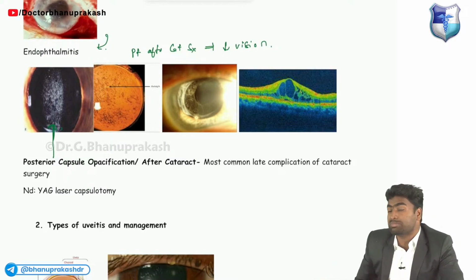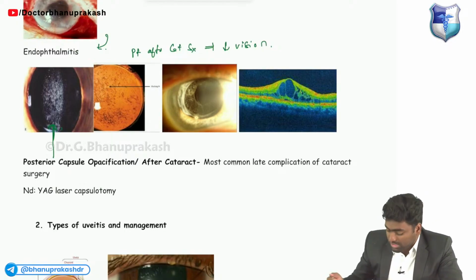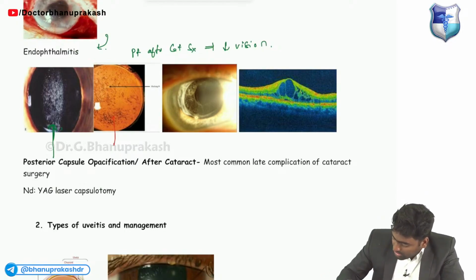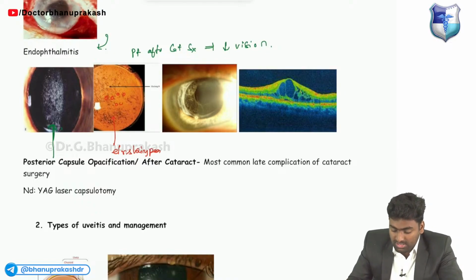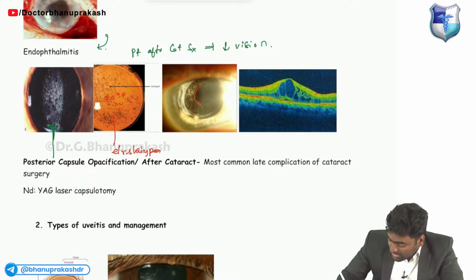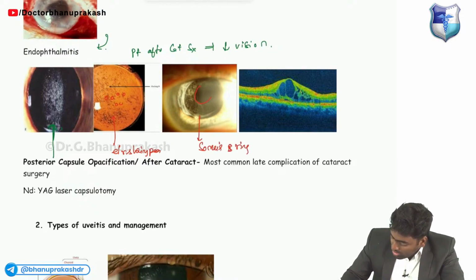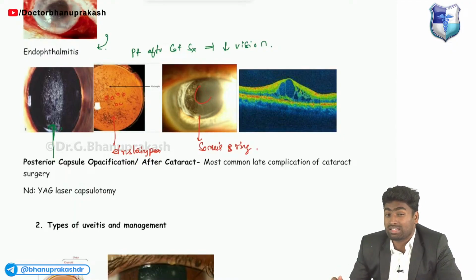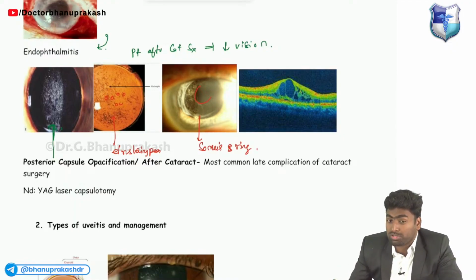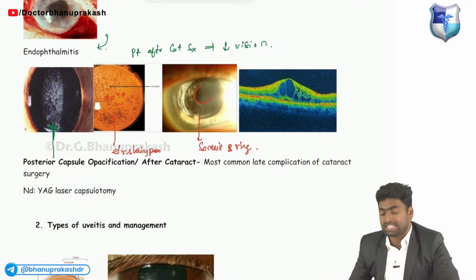Fine. In posterior capsular opacification, also known as secondary cataract, there are two things. One is the Elschnig pearls, which look like pearls. Then this type of ring is known as the Soemmering ring. So all of these are components seen in a case of posterior capsular opacification or secondary cataract.